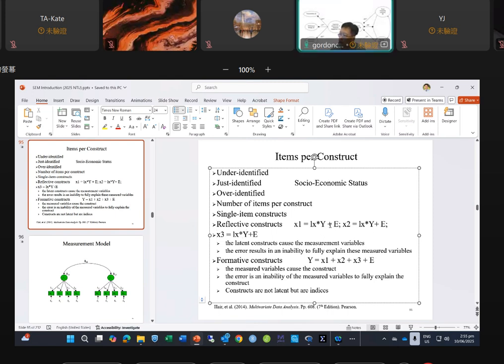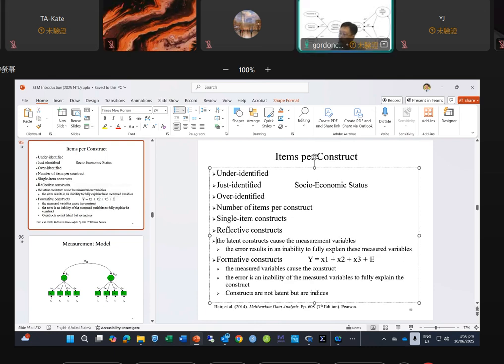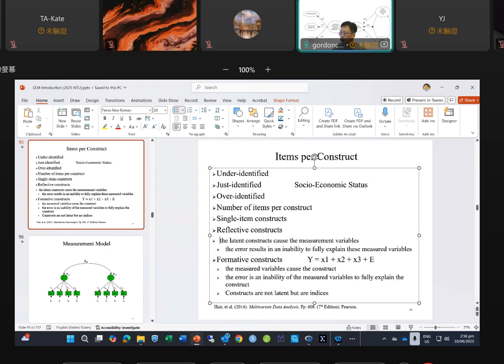You will notice that because we use the same construct y to predict x1, x2, and x3, therefore, x1, x2, and x3 should be highly correlated. The items should be highly correlated in a reflective construct. Have I made myself clear? Yes. Because we are using the items to measure the same construct.